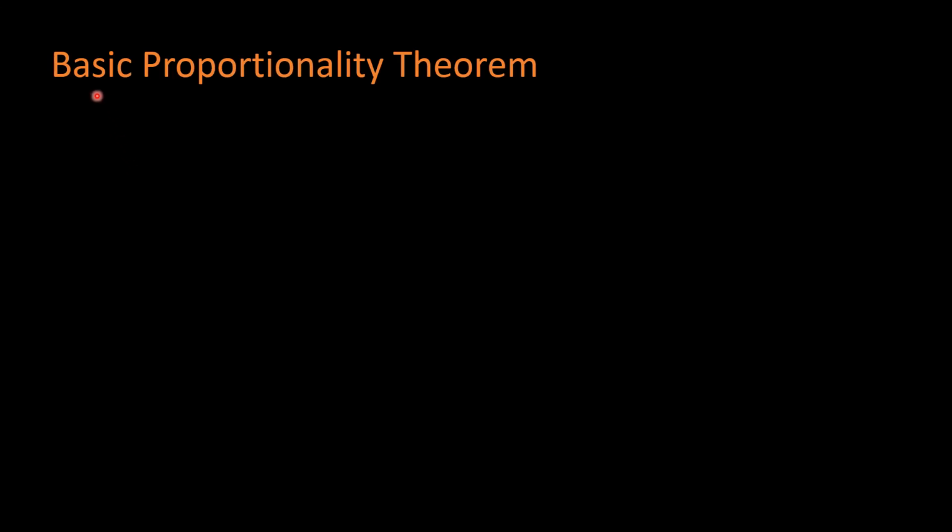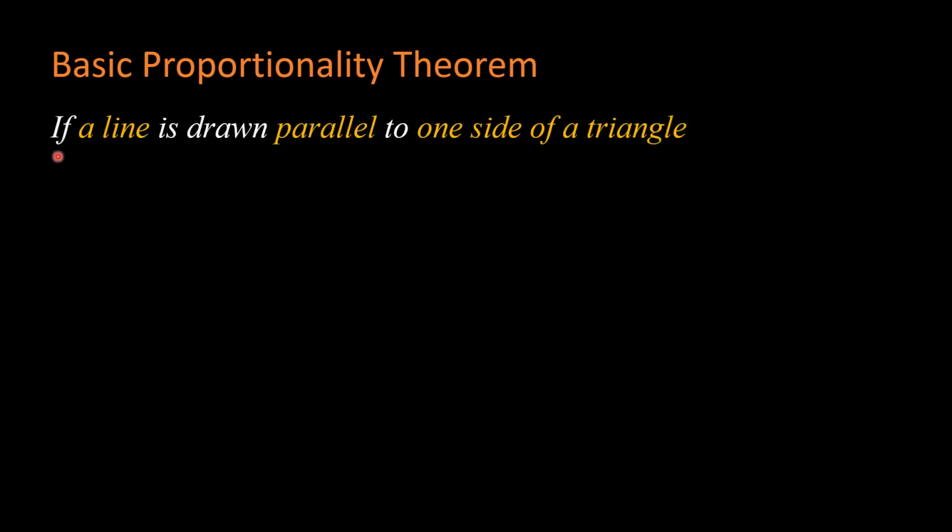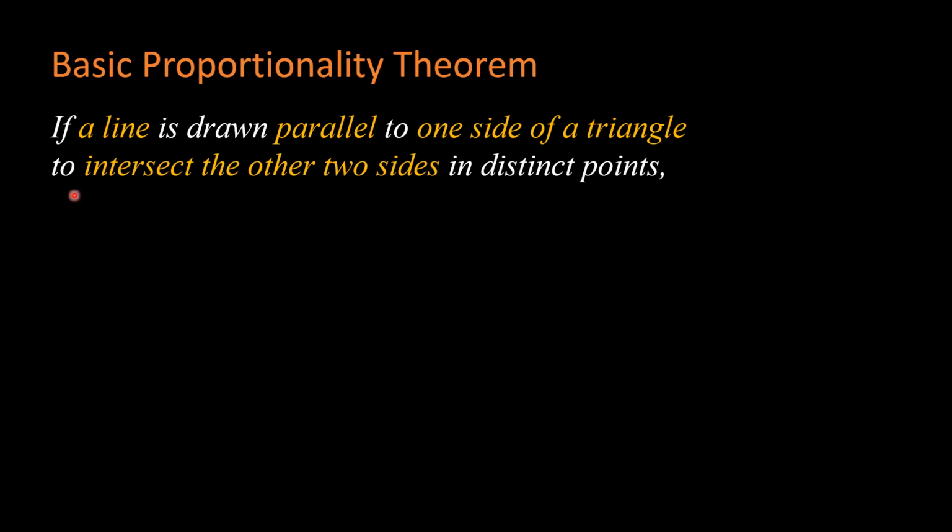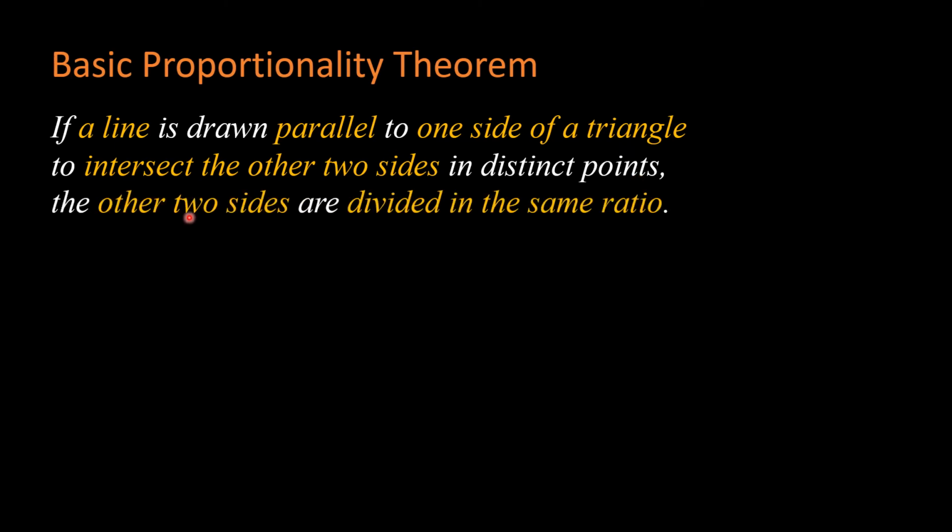Now we will understand a very important theorem on similarity of triangles known as basic proportionality theorem. The theorem states that if a line is drawn parallel to one side of a triangle to intersect the other two sides in distinct points, then the other two sides are divided in the same ratio. Let us draw the figure.